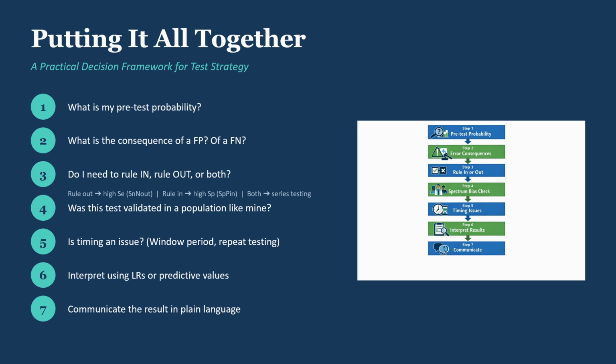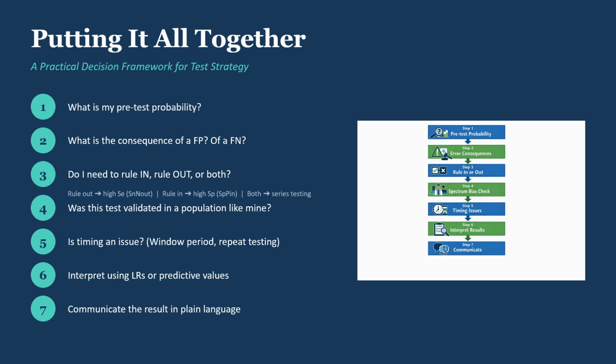Step 6, when the test result comes back, interpret it using either likelihood ratios or predictive values in the context of your pretest probability. Don't read a positive or negative in isolation. Step 7, communicate the result in plain language to your client or your stakeholder, which is the topic of Unit 8.